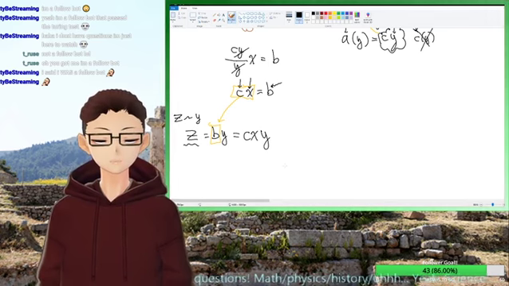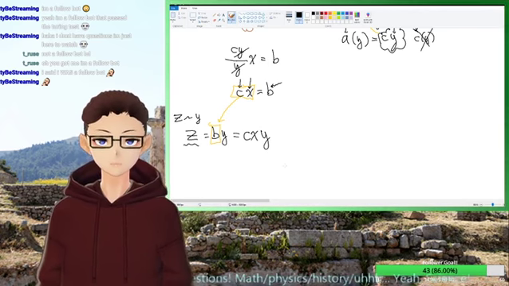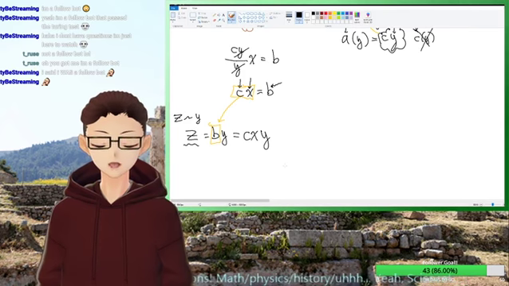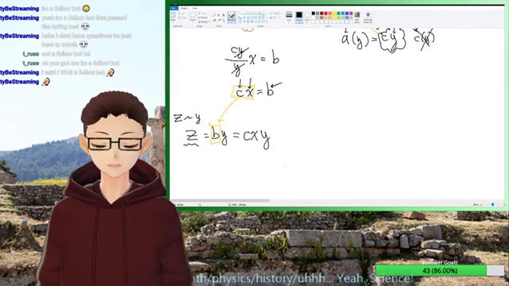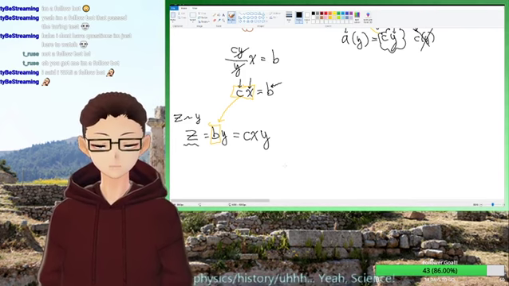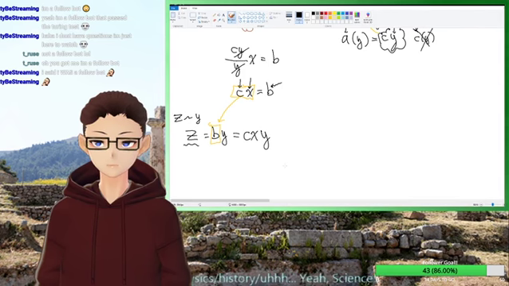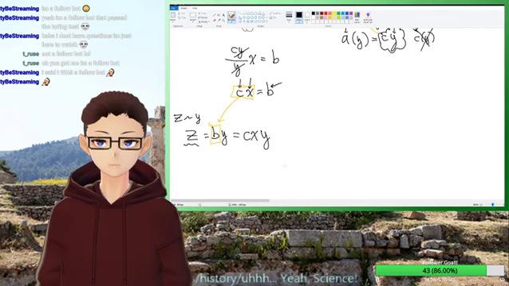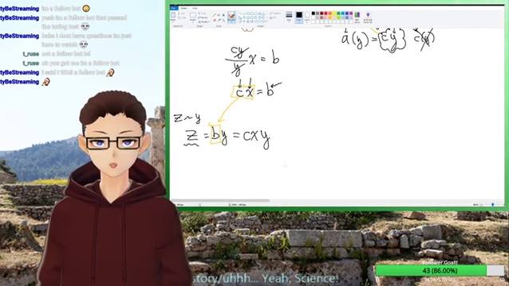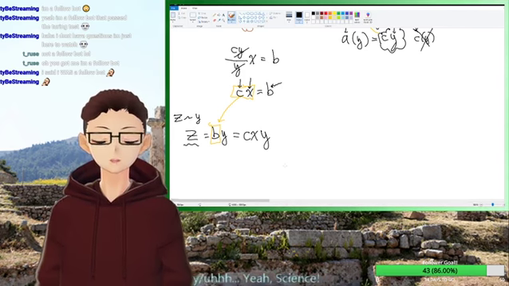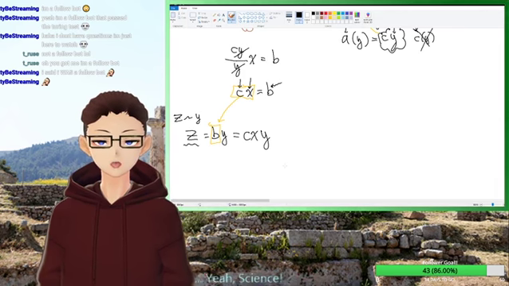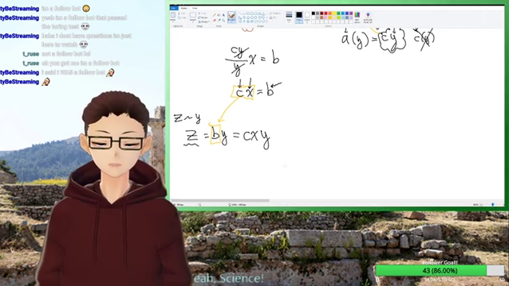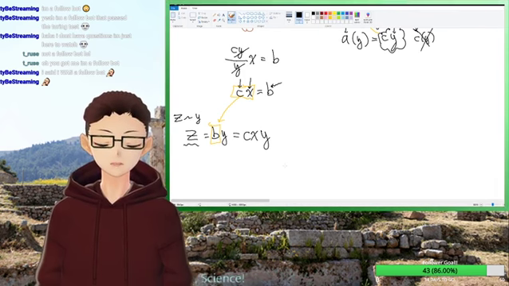I took two different statements of proportionality and combined them together into one equation. You can do this with any combo of proportional statements as long as they're all related to the same dependent variable.